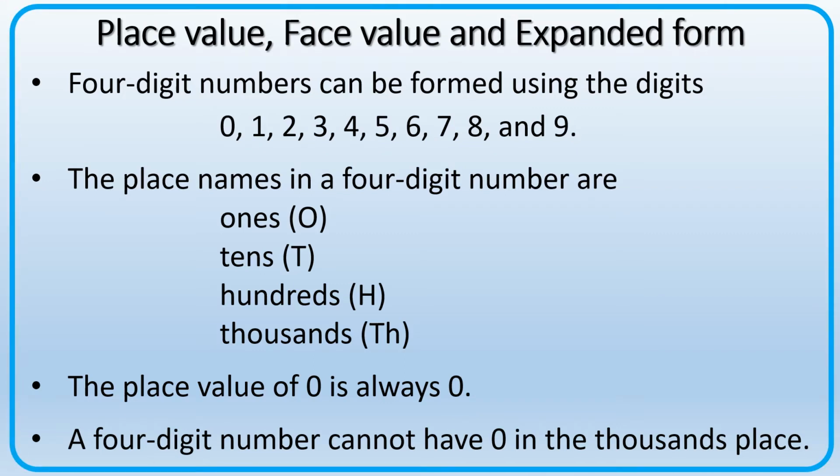A 4-digit number cannot have 0 in the thousands place. If at all there is a 0 in thousands place of a 4-digit number, the number is just a 3-digit number, since the 0 in thousands place does not have any value. Therefore, the number turns out to be just a 3-digit number.